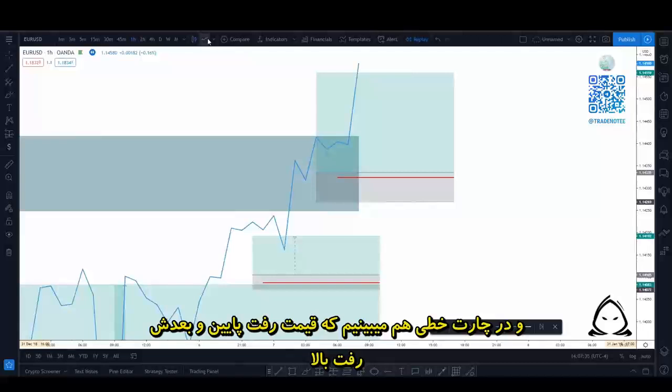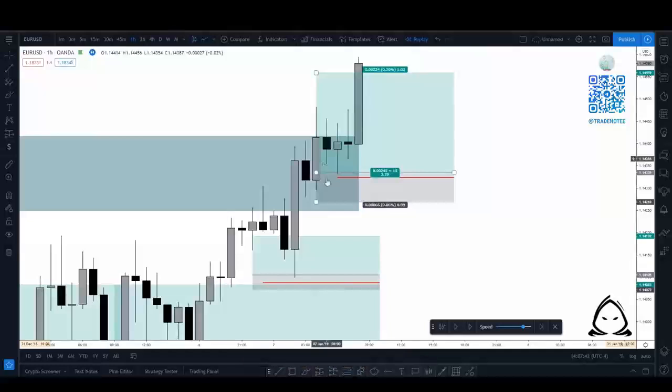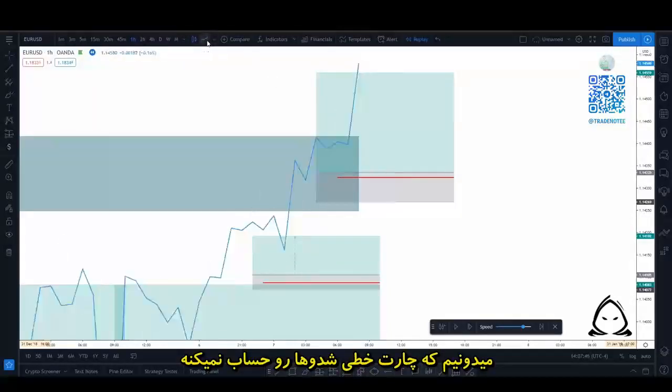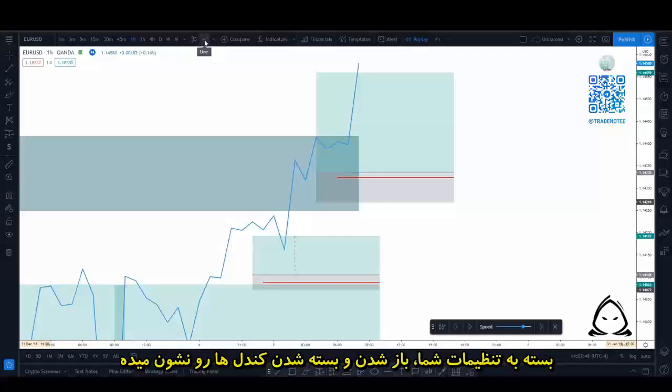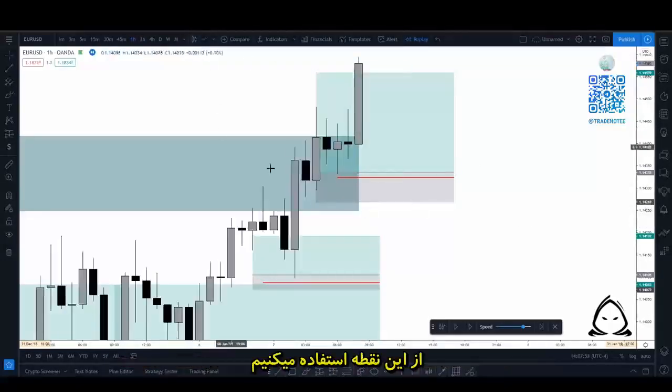Or if we want, we can also look at it from a line chart perspective. You can see we've gone down and then we've gone up. So another confirmation that price did go down. Obviously, the line chart doesn't factor in the wicks. It's either based on the open or the close of the candle, depending how you set it. Something to keep in mind there. But we'll use this point right here.